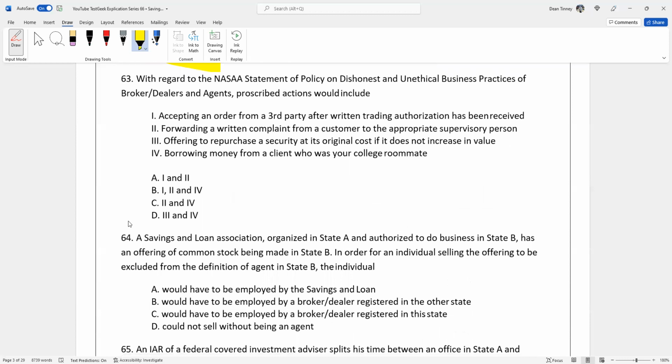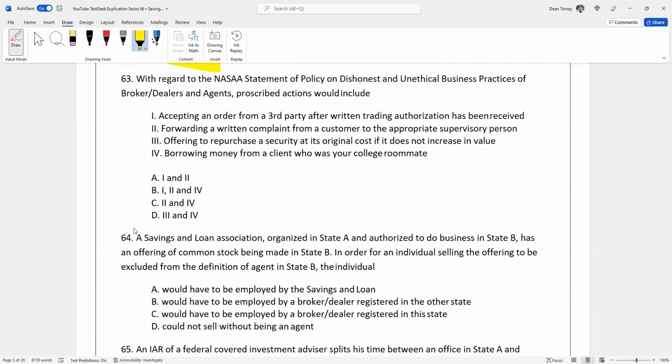63, with regard to the North American Securities Administrators Association Statement of Policy on dishonest and unethical business practices, broker-dealers and agents' prescribed actions would include. Now, prescribed just means prohibited. And I think Brian is doing this on purpose. You're taking a legal test, and you know how attorneys talk. I had a young lady, she passed, but can you imagine this? Her primary language was Mandarin. And she would put some of the words from the 66 into the translator, and nothing would come back. I said, well, that actually doesn't surprise me.